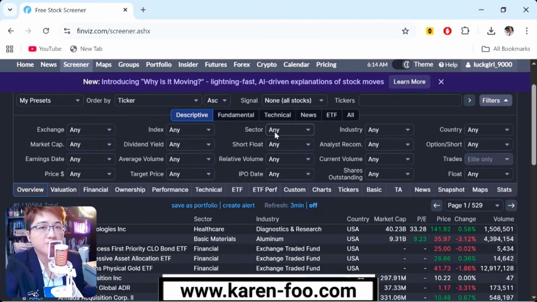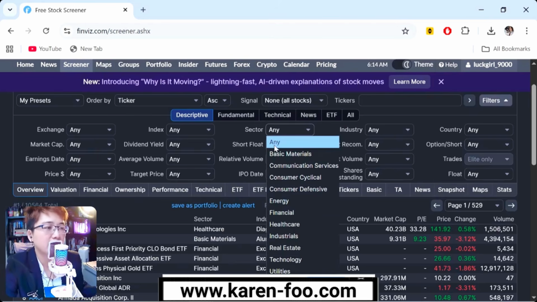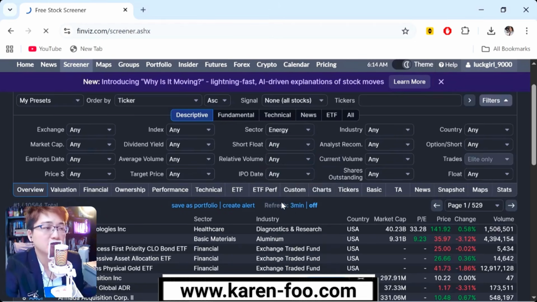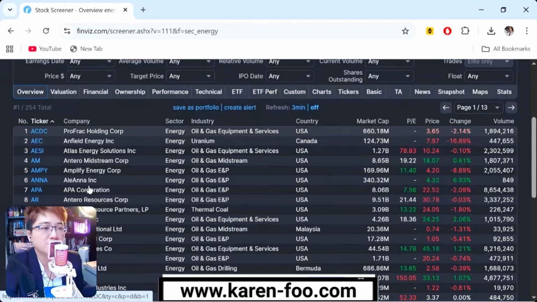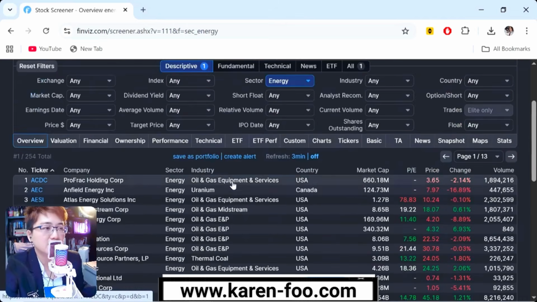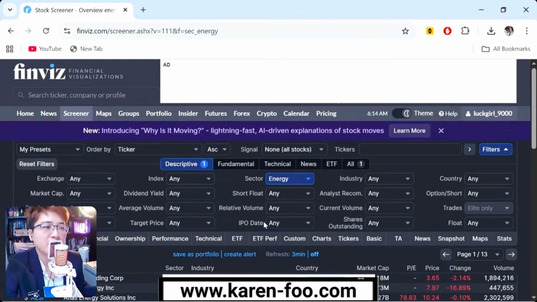And one of the ways to filter out stocks to invest in is to invest in what you understand, okay? So let's say if you have been working in the energy industry for a long time, then you want to pick energy stocks, okay? Then it shows you mainly all the energy stocks. For IPO, I don't recommend this to beginners, okay?